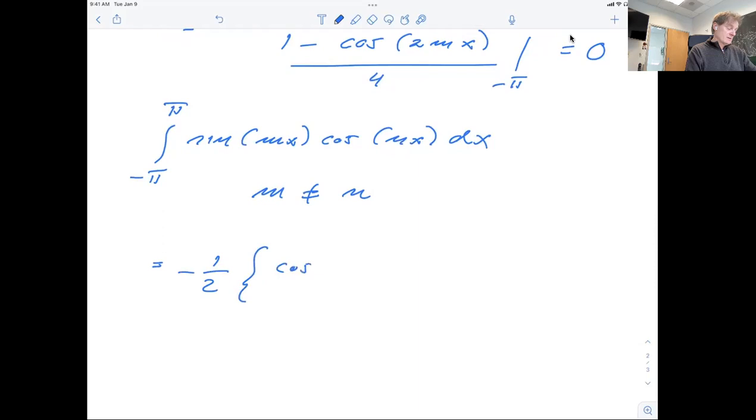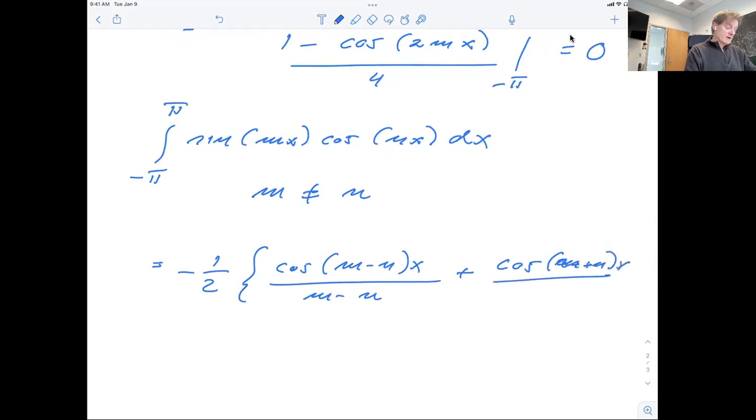times cosine of (m minus n) times x divided by m minus n, plus cosine of (m plus n) times x divided by m plus n, evaluated with limits from minus pi to plus pi. And you can see when you insert these numbers that this is also equal to 0. So if we have a sine times a cosine, this is automatically equal to 0.